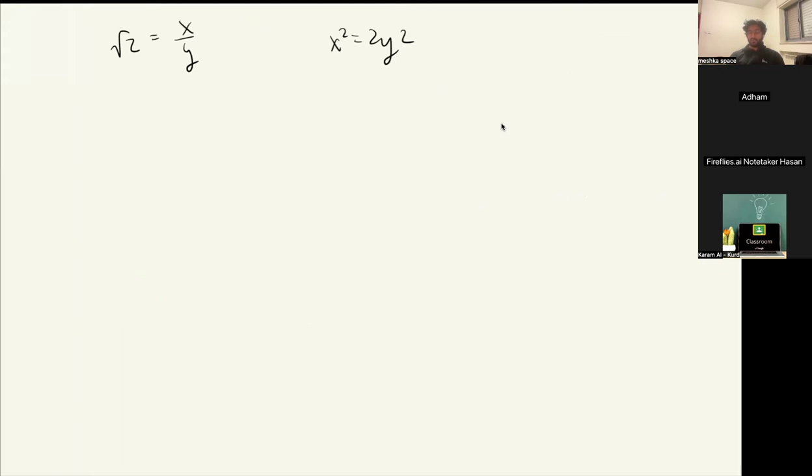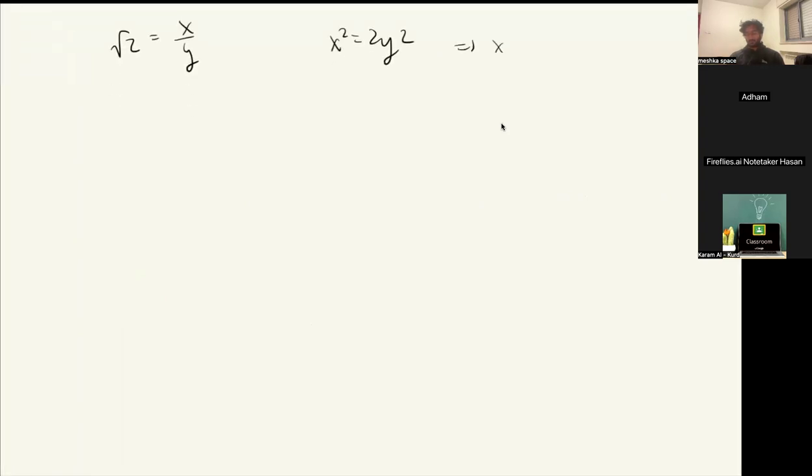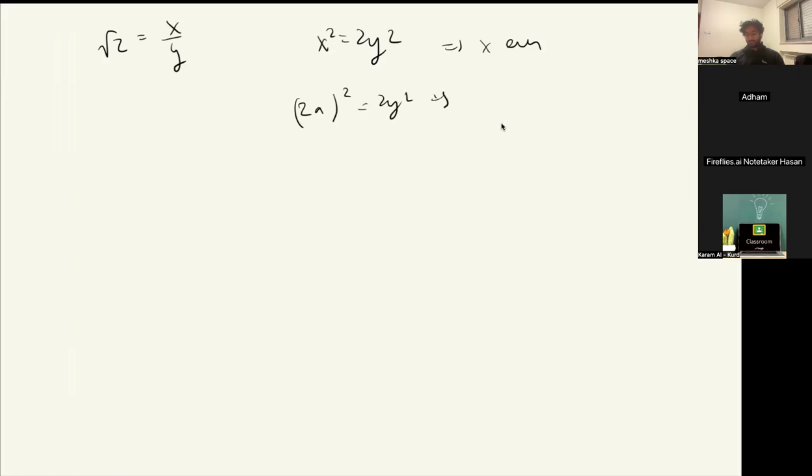And what's the point? So now it means x is even. But if x is even, then y is also even. So this means x is even. But then what? If x is even, then you write it as 2a squared equals 2y squared, and so 2a squared equals y squared, and so y is even. And then use infinite descent, right?